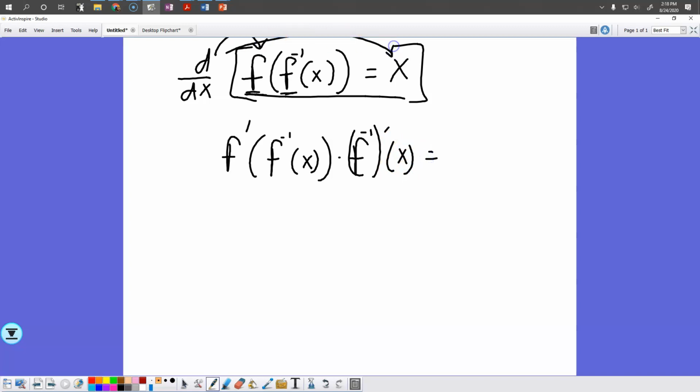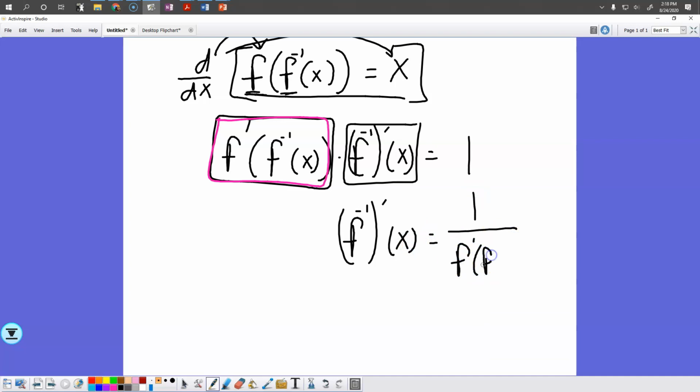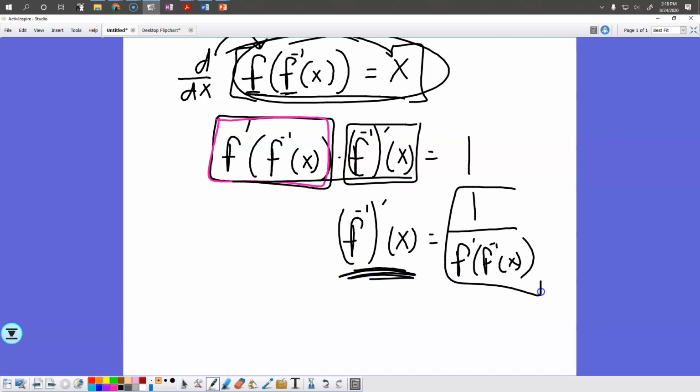And then the derivative of x is 1. Now, I want to know what's the derivative of the inverse, so I'm going to divide both sides by this piece, which I'll highlight in pink, so you know what I'm talking about. I'm going to divide both sides by that. And now I know that the derivative of the inverse is equal to 1 over f prime of f inverse of x. So since I knew this, I just took the derivative of that using the chain rule and always solved for what I wanted. And I didn't have to memorize this ugly looking thing.